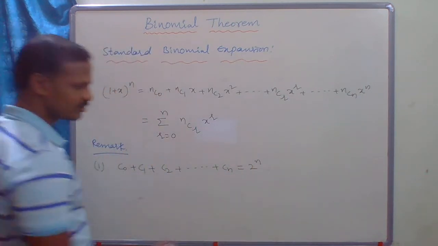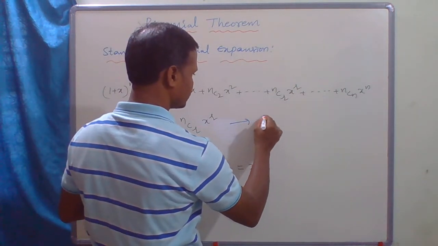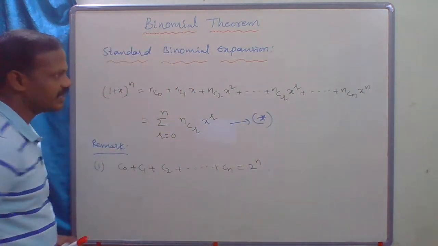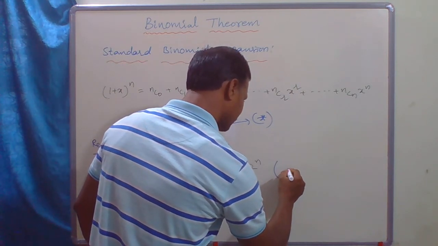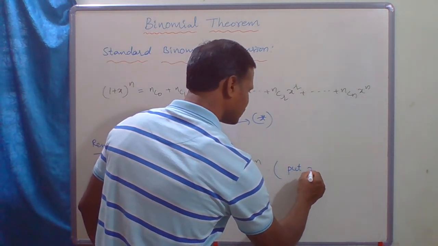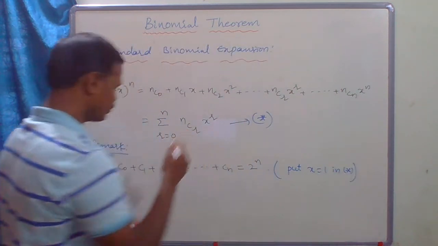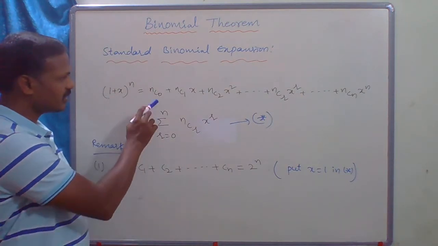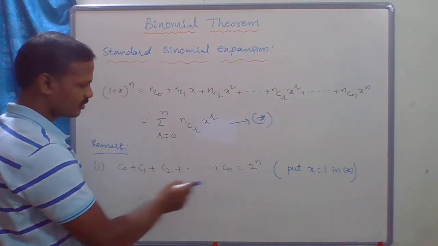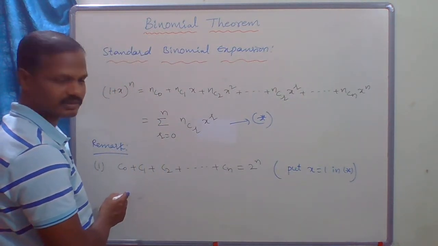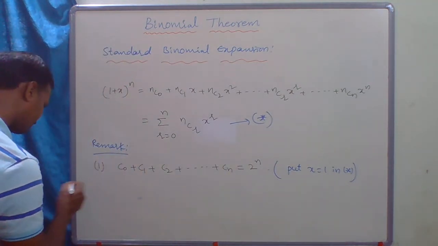Is it clear? So let us take the standard binomial expansion as star. What we have to do is put x equal to 1 in star. If you put x equal to 1 in star, you will get C0, C1, C2, Cr, Cn, the sum of the binomial coefficients, equal to 2^n. Now, next result.